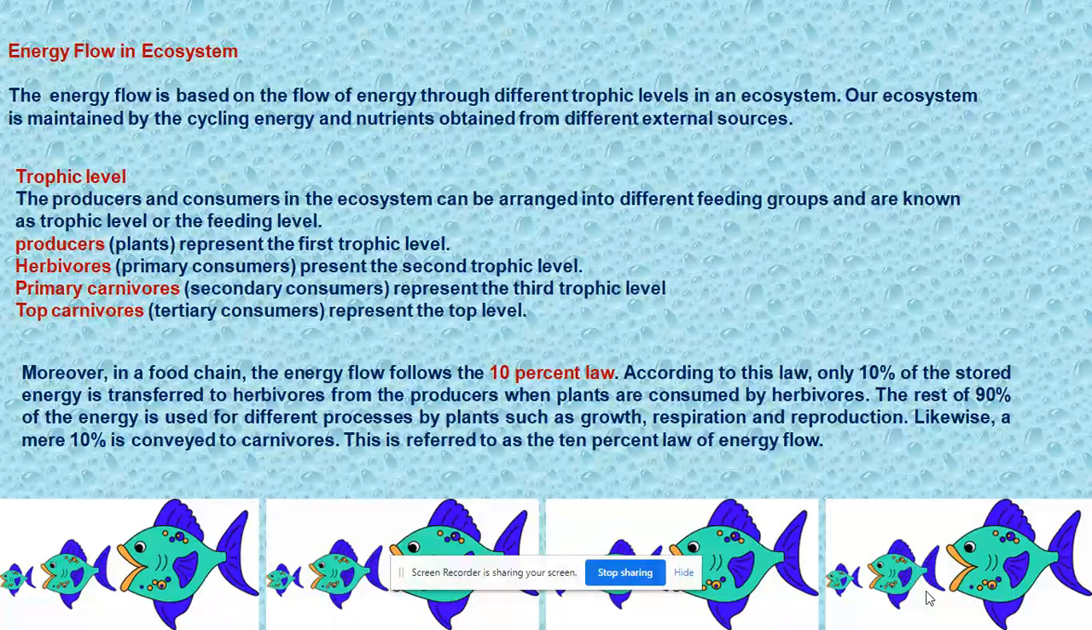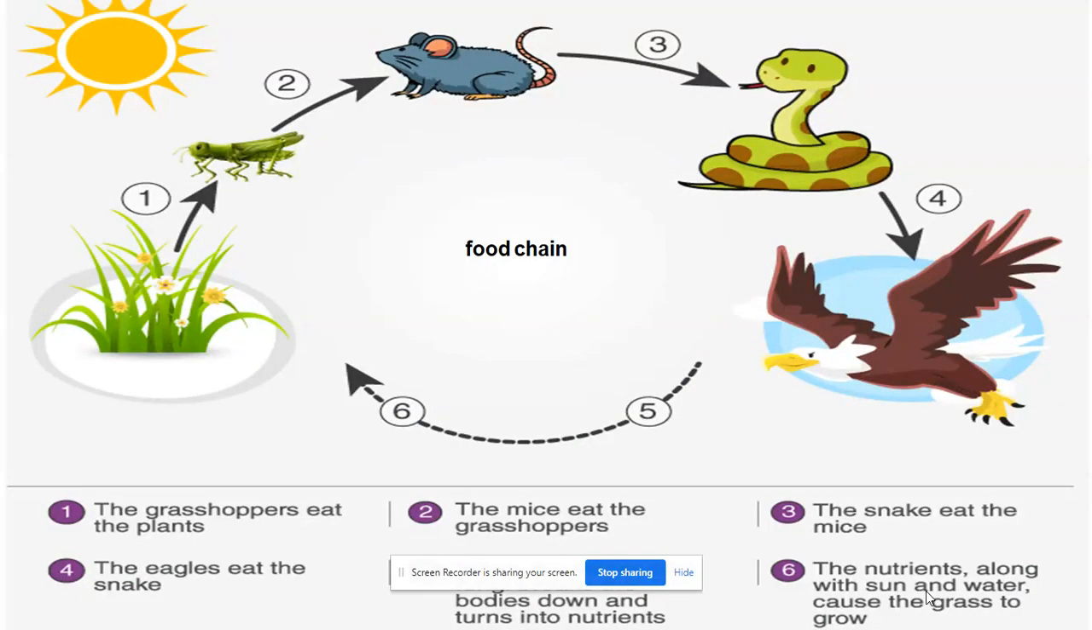Moreover, in a food chain, the energy flow follows the 10% law. According to this law, only 10% of the stored energy is transferred from the producers to the herbivores when plants are consumed by herbivores. The remaining 90% of energy is used for different processes by plants such as growth, respiration, and reproduction. Likewise, 10% of that is conveyed to carnivores. This is referred to as the 10% law of energy flow.